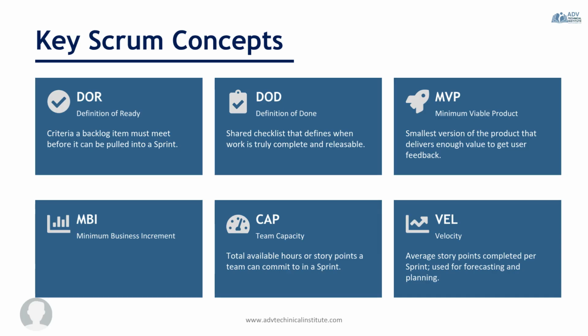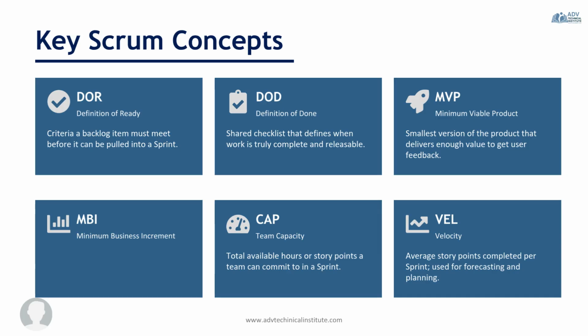Rather than building everything at once, these teams release a basic version, learn from users, and then improve it through future iterations. Closely related is the minimal business increment. While an MVP focuses on learning and validation, an MBI focuses on delivering a measurable business outcome. An MBI is the smallest amount of functionality that provides real value to the customers or stakeholders and can be released independently.